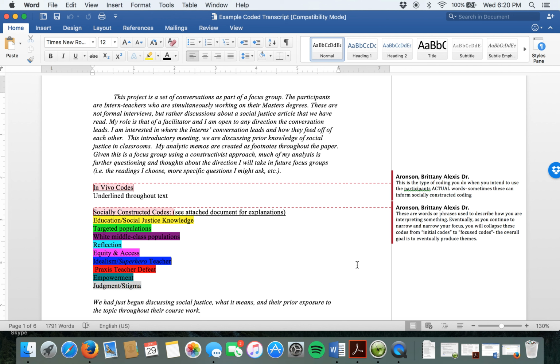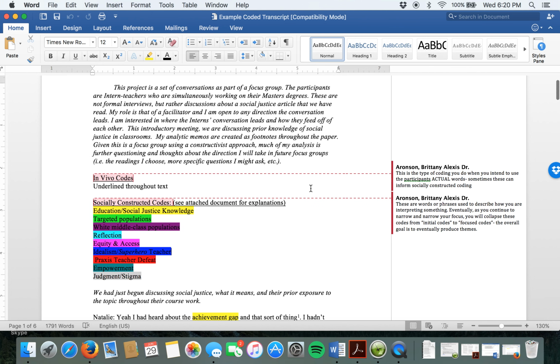This was a social justice focus group in which my role was that of the facilitator. So you'll see that the dialogue that we're having here is a lot more conversational than a formal type of interview process. I'll go through and we can look at a couple of these different coding systems as well as what's called analytic memos.